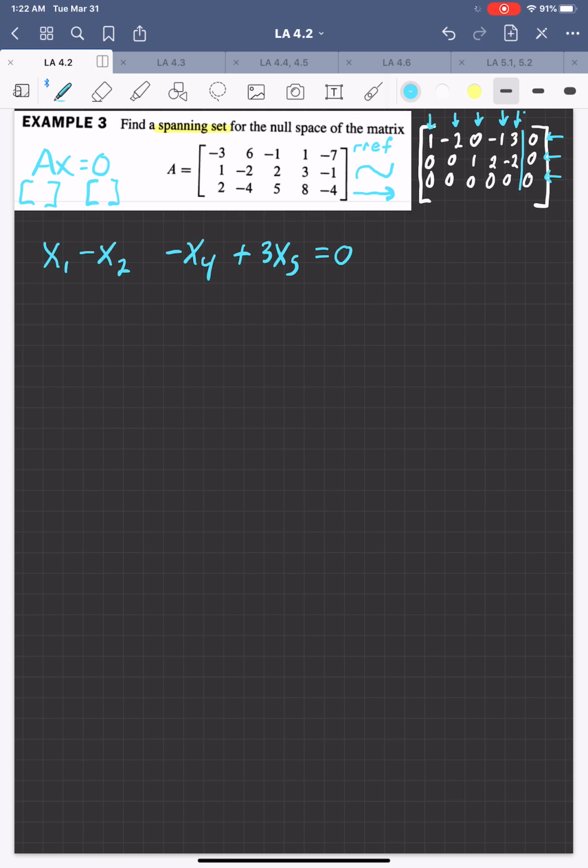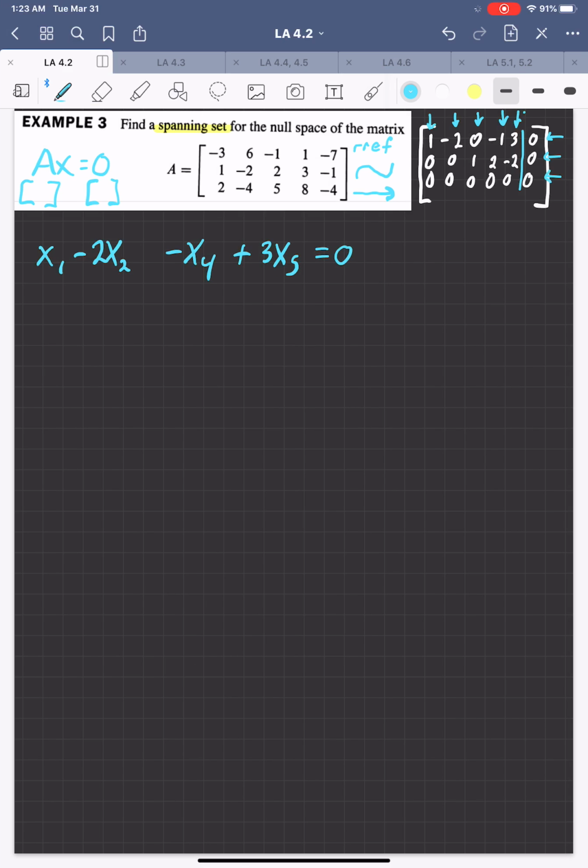So now, let me make sure I don't do anything silly here, okay? Because when I talk and write, things can go bad. So I have x sub 1 minus 2 x sub 2 minus x sub 4 plus 3 x sub 5. So I have 5 columns, therefore I have 5 variables.